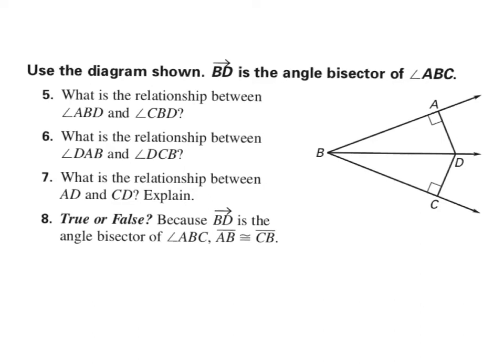Use the diagram shown. Ray BD is the angle bisector of angle ABC. So the first thing that we can see here is that if ray BD is the angle bisector of ABC, which is this angle here, ABC, that ray BD is going to cut angle ABC into two equal halves because a bisector cuts into two equal segments or halves.